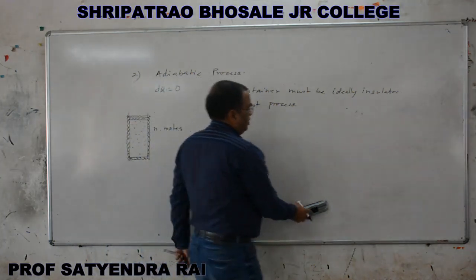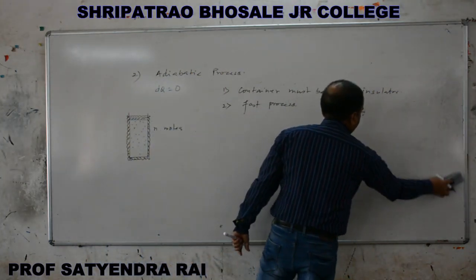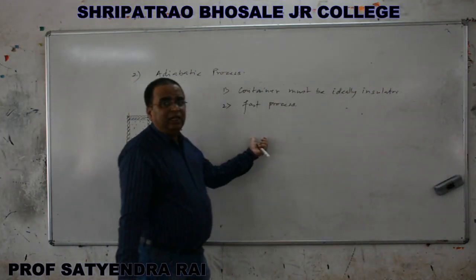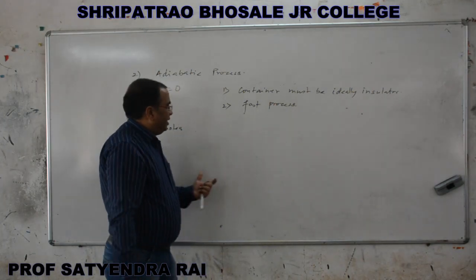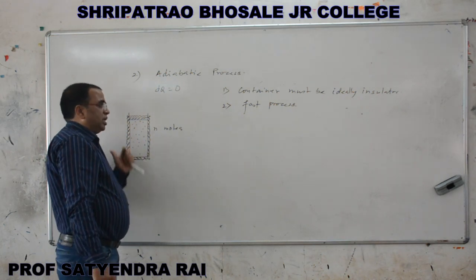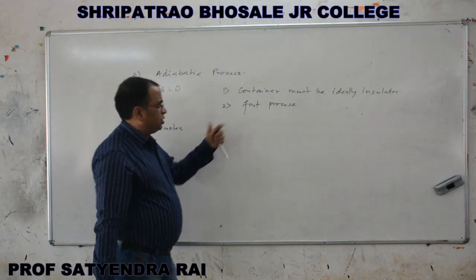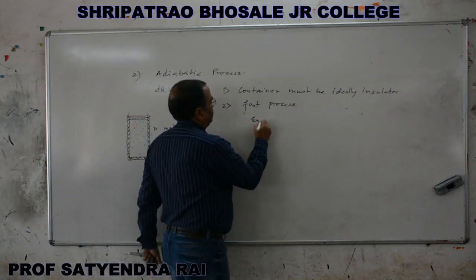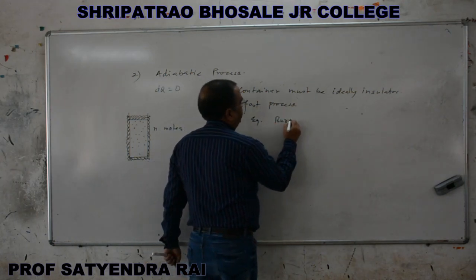Why are we making the process fast? The concept behind making the process fast is not to provide any time to the system to exchange heat with the surroundings. That way the process is fast. For example, bursting of a tire.